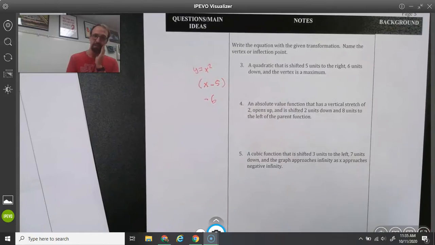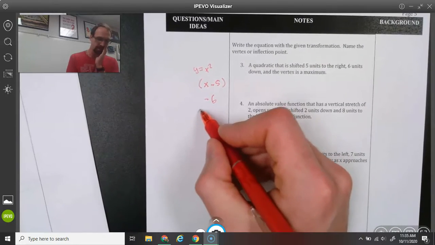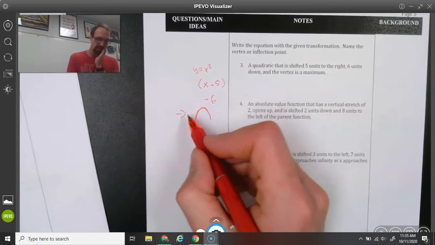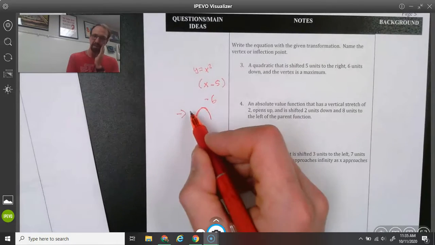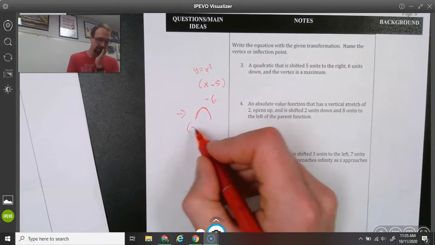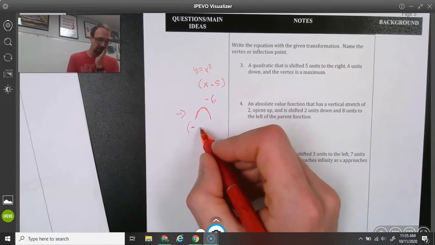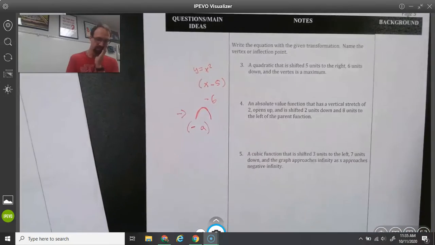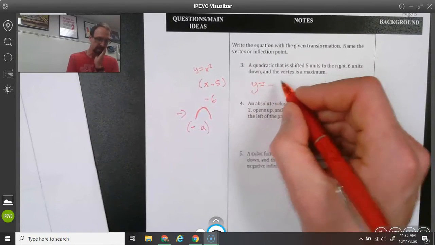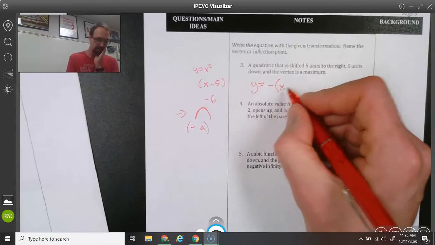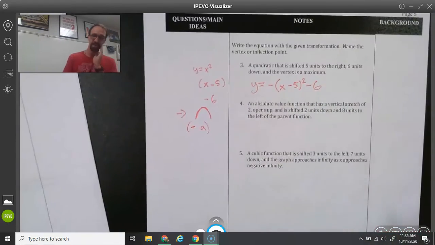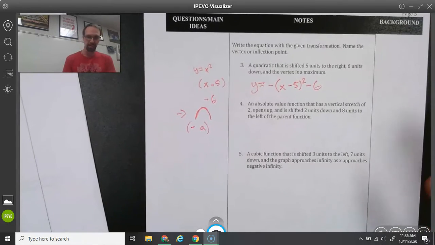If it's a maximum, that means that the vertex for the quadratic has to open downward. Well, what does this tell me if it opens downward? That tells me that this is going to be a reflection across the x-axis. So we're going to have a negative value for our a value. So linking all of these together, this gives me y equals negative, x minus 5 quantity squared, and then minus 6. So that links all of those together into one.